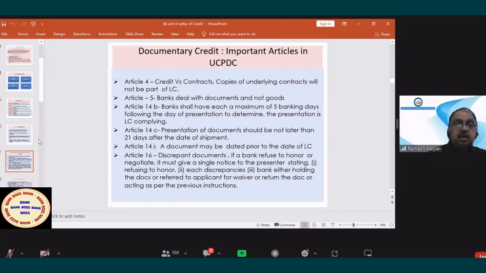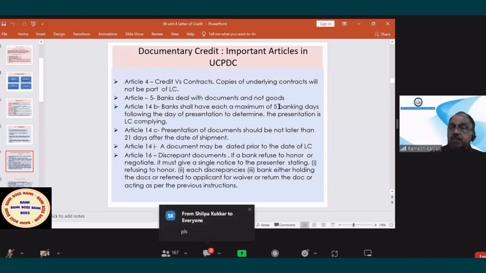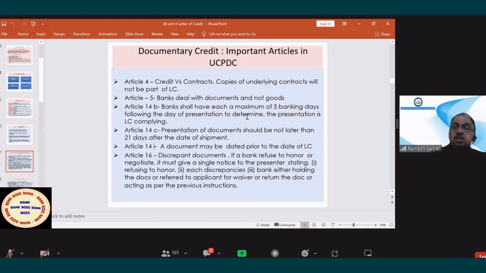I think these are the basic articles, very, very important. We will discuss only one or two articles. Article 14 speaks about the 5 banking days. Earlier it was 7 working days. UCPDC 600 speaks about 5 banking days following the date of presentation. Just like the spot day, Monday, second working day following the day, so here also 5 banking days following the date of presentation.